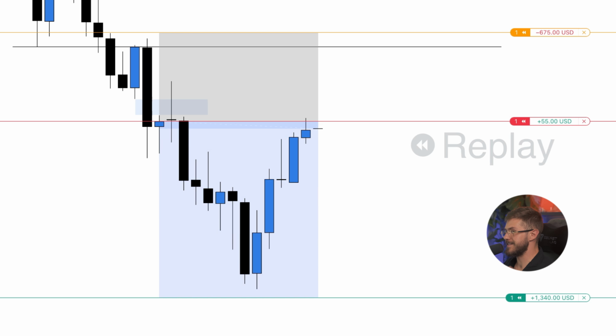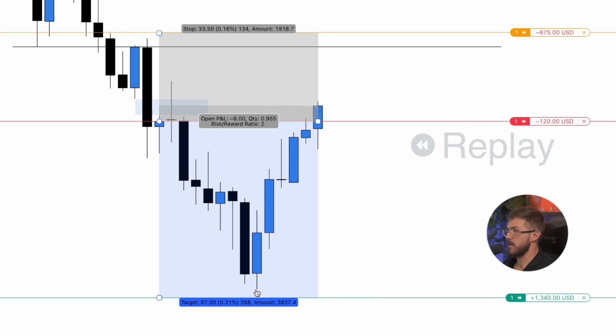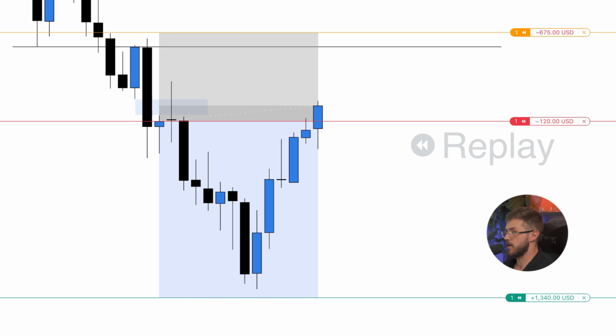Now, as you can see in this example, this is where a lot of you guys will make mistakes that keep you unprofitable. You'll get scared and think that just because the trade didn't go straight to your target, that you should exit the trade.